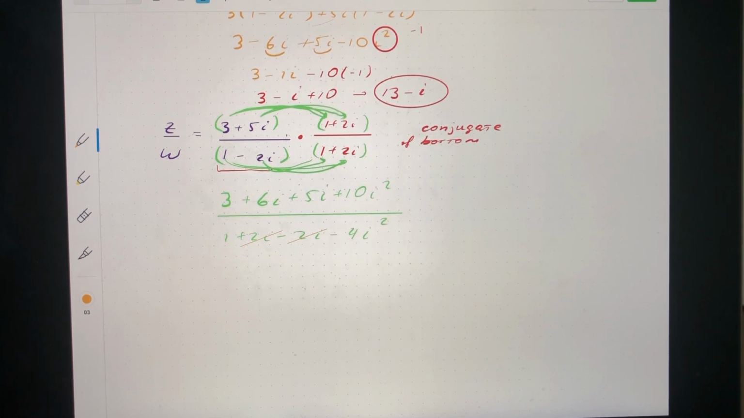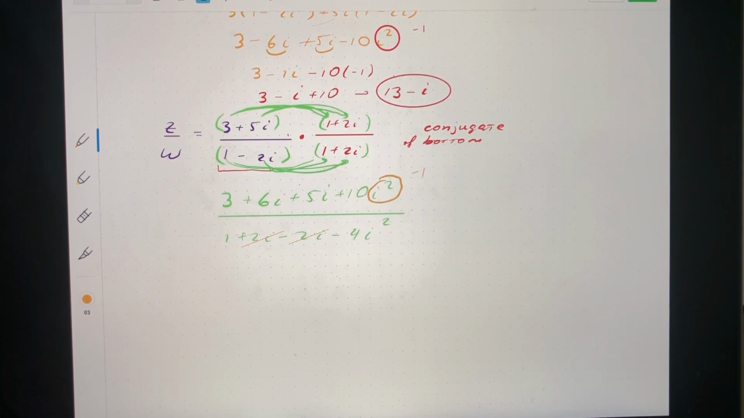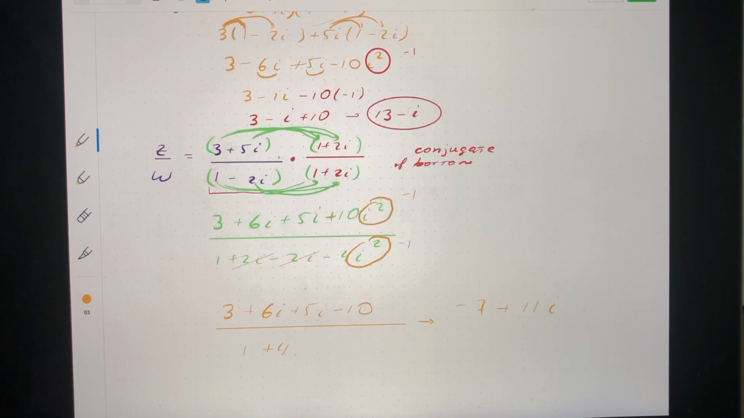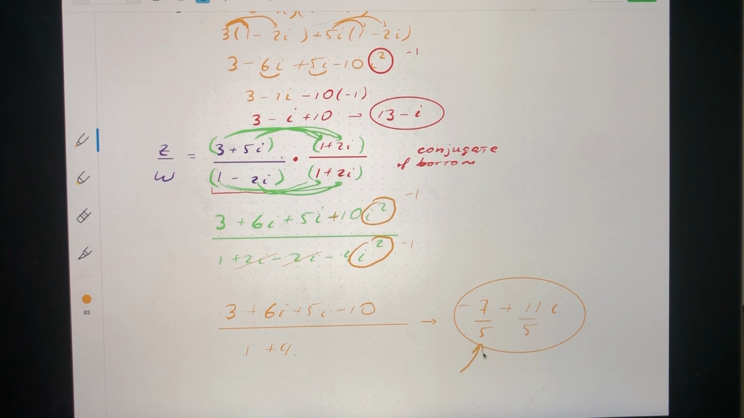That means there will be no more i's on the denominator, because each one of these i squared is now negative 1. So that means we now have 3 plus 6i plus 5i, and then plus 10 times negative 1 is negative 10. On the bottom we have 1 minus, and then negative 4 times negative 1 is plus 4. So that simplifies to 3 minus 10 is negative 7. And 6i plus 5i is plus 11i. Now on the bottom we just have 5, 5, 5, and this is our answer in the standard form, in the a plus bi form. So our real part is -7/5. Our imaginary part is 11/5.